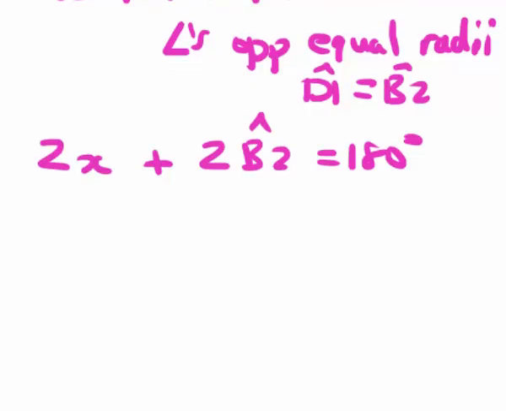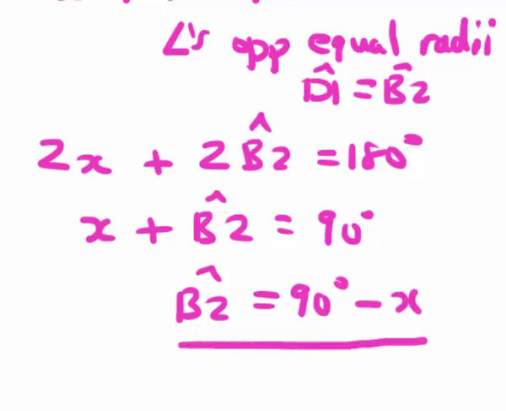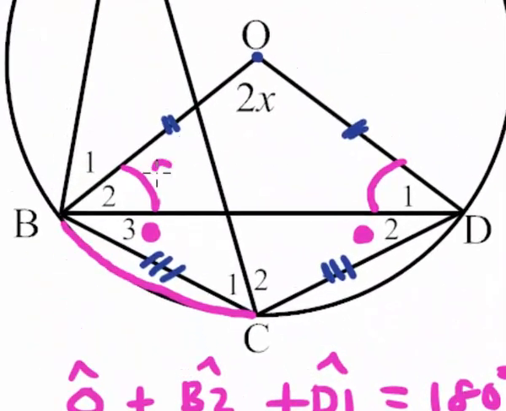Let's divide everybody by 2. So we get x plus B2 is 90, so B2 would be 90 minus x. That's B2 expressed in terms of x. In other words, B2 is 90 minus x, and D1 is also 90 minus x. Now add them up: 90 plus 90 is 180, negative x minus x is negative 2x, and this 2x cancels, giving 180. The sum of the angles of a triangle is 180 degrees. Isn't that amazing?